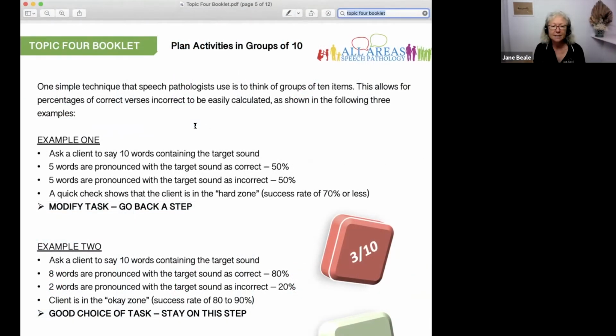A simple technique that speech pathologists use is to think of groups of 10 items, and that allows us to calculate our percentages quite easily. So let's have a look at example 1.